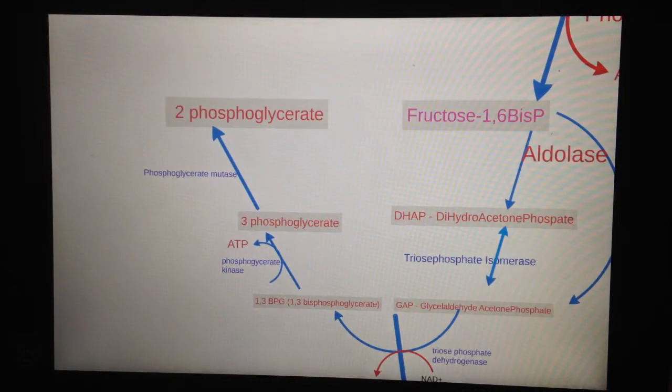This enzyme is called a mutase. 3-phosphoglycerate and 2-phosphoglycerate probably have the same chemical formula. It's just that the phosphate group is in a different position, and for this to happen, you need a mutase. So it's like it's turning into a mutant of itself, which is basically the same thing but differently configured.